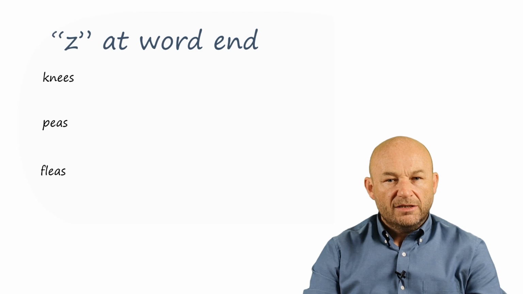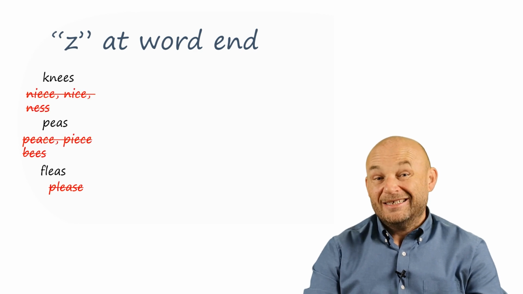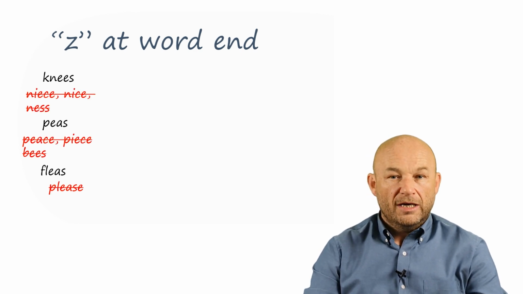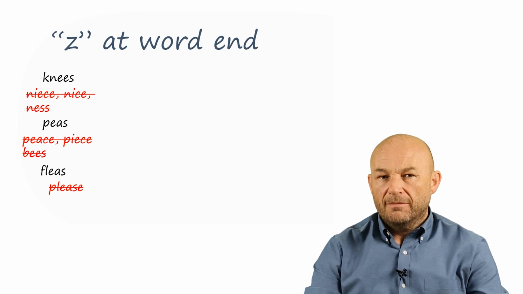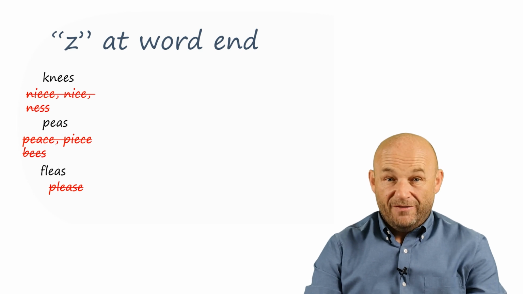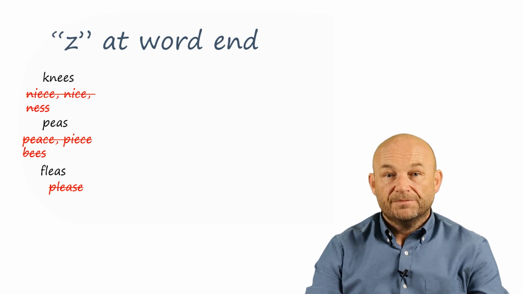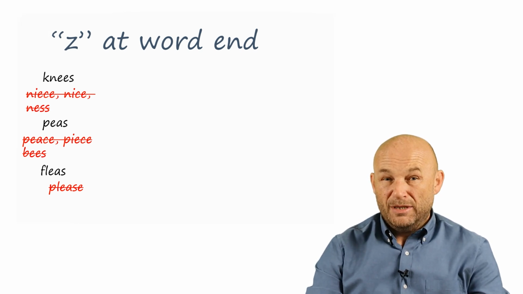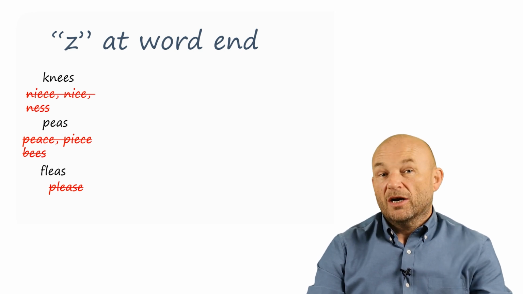For knees, you may have got niece, or nice, or ness. And for peas, maybe you got peace, or piece. They have the exact same pronunciation. Or maybe you got bees. For fleas, maybe you got please.